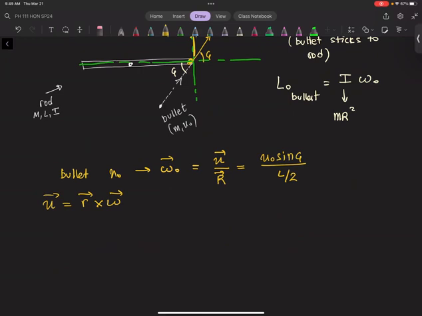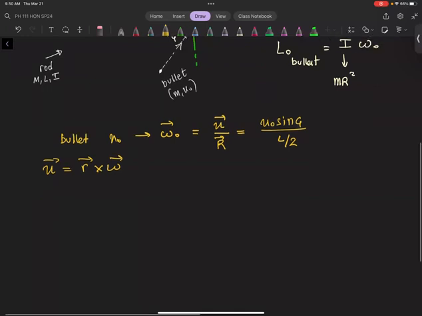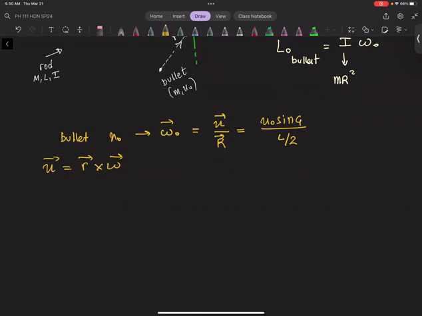That is pertinent to some problem that you're going to see most likely in your homework of a kid running and jumping on a merry-go-round. Same thing, bullets sticking on hitting a rod, spinning rod. Yes. So that was the difficult part. The rest is really, really easy. So my L naught, the initial angular momentum is going to be the mass of the bullet, u sine phi over L halves. Equation 1.